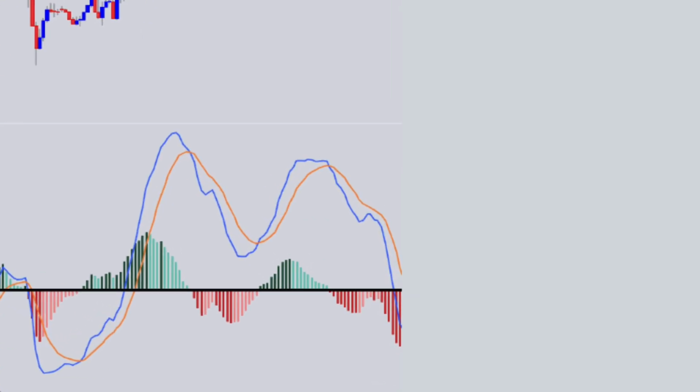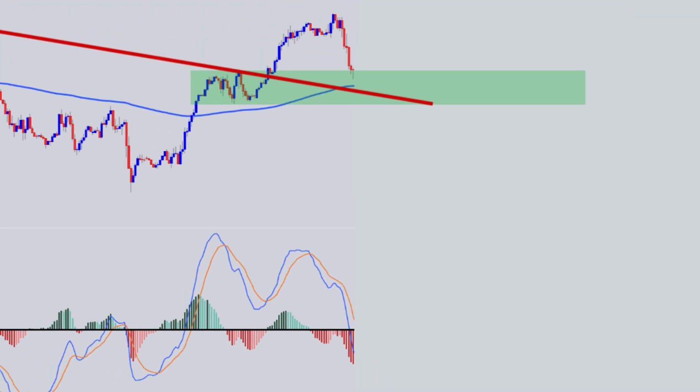If we look at the histogram bars, as the price drops, they are getting larger and red, indicating a strong downward momentum on this pullback. Remember, we don't want to jump in on this. We want the histogram bars to start getting shorter. As the price approaches the support level, the histogram bars are becoming smaller and lighter in color. This is a key signal that the selling pressure is dropping, which suggests that the price may soon start to rise.